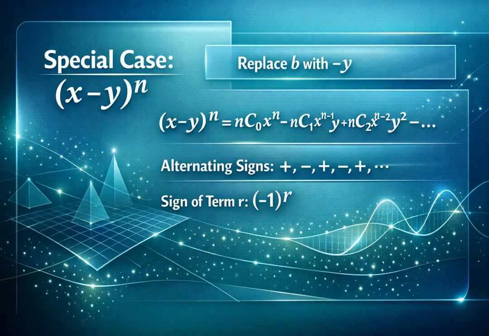For (x - y)^n, we replace b with negative y. The expansion becomes nC0 times x^n minus nC1 times x^(n-1) times y plus nC2 times x^(n-2) times y^2, and so on. The signs alternate, plus, minus, plus, minus. The sign of term r is (-1)^r.